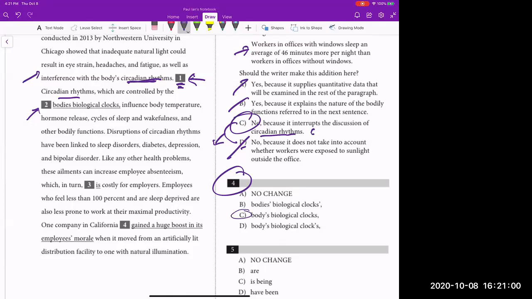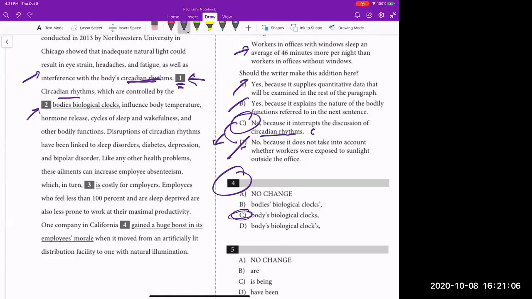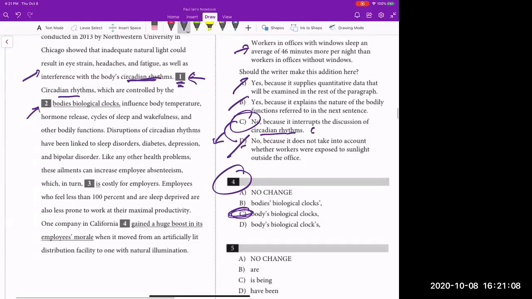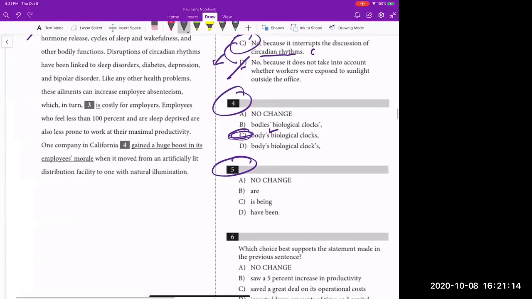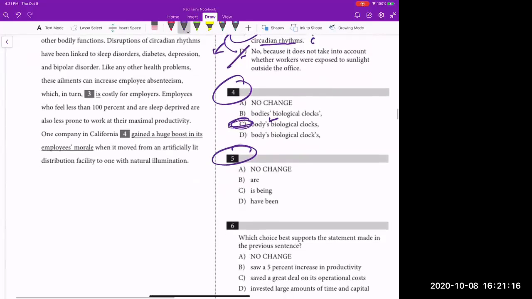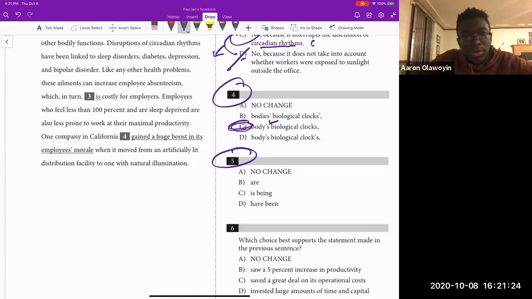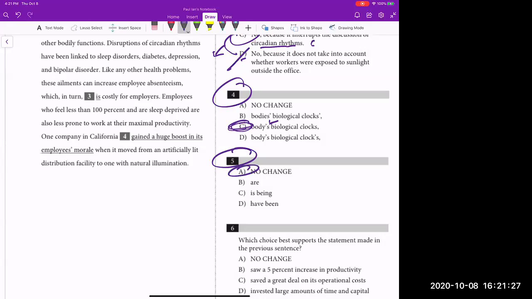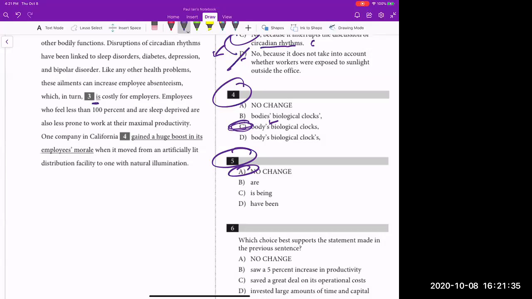Yeah, this is an easy one. This is the possessive one, right? This one's just a grammar one. I don't know if we're gonna touch it, but this one you probably got. You just gotta have the right possessive. Okay. Five. No change. Yeah, this is an easy one. Especially when you have these, what's it called? The subject verb agreement. So this one is a singular. Okay.